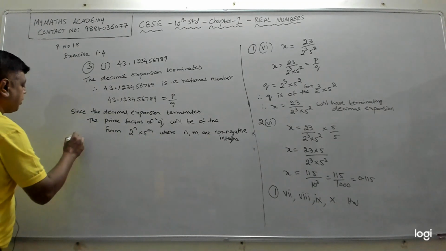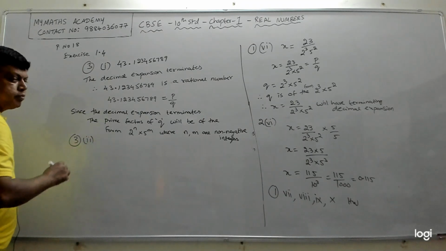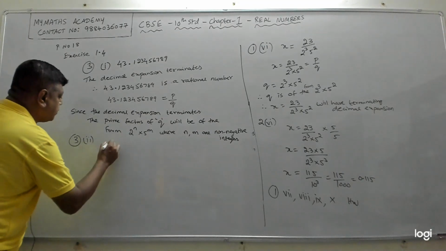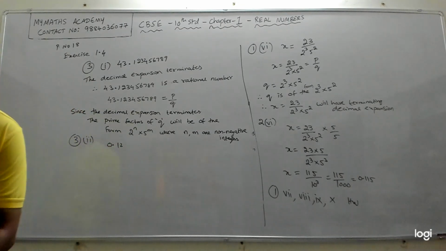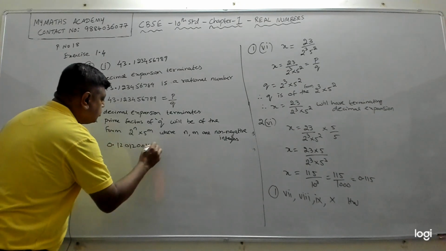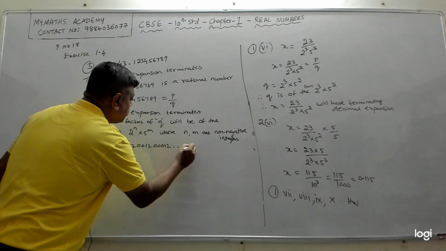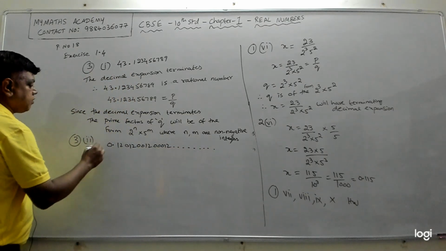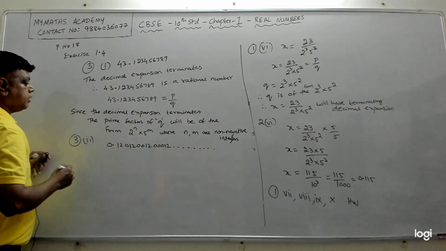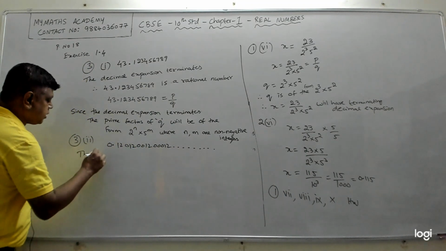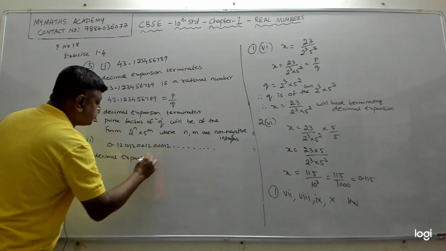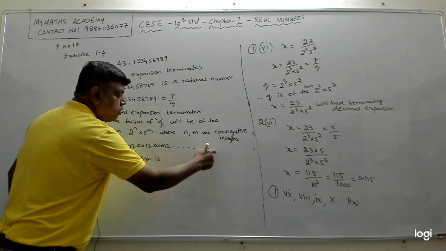Now the second question is what? Sorry, in the third question, the second part, what is it? 0.12, 012, 0012, 00012, like that it goes on. Now if you observe this, suppose I call this number x. Here the decimal expansion is not stopping, it is going dot dot dot, which means non-terminating.